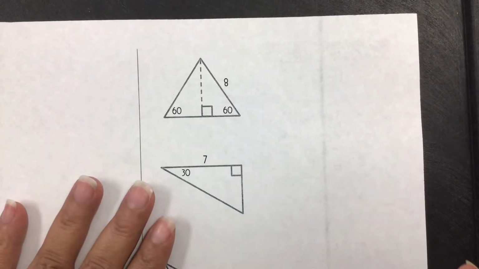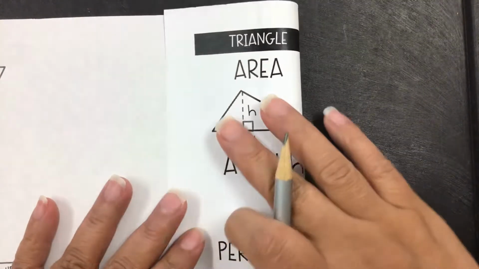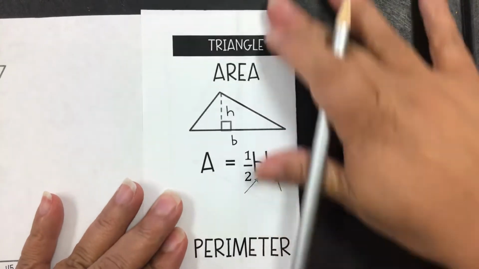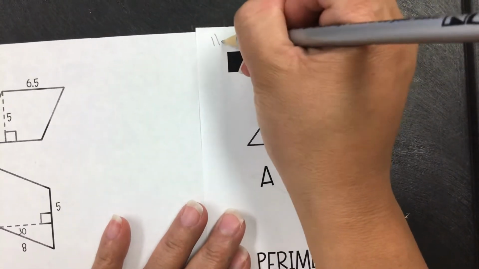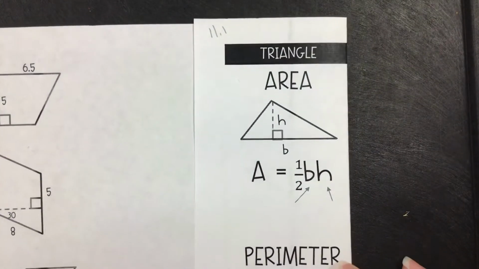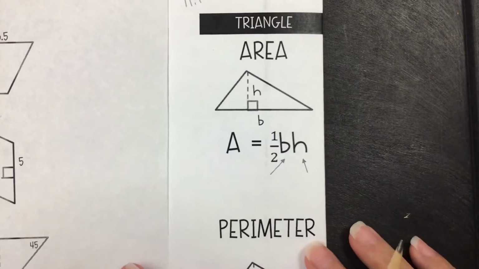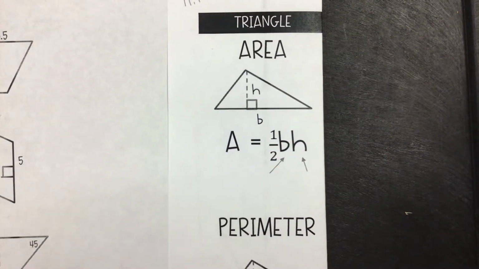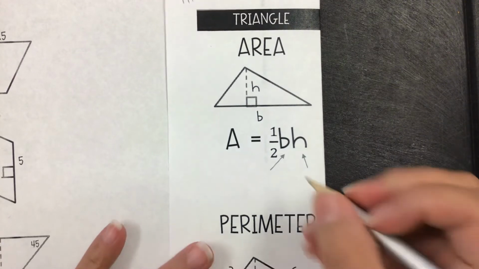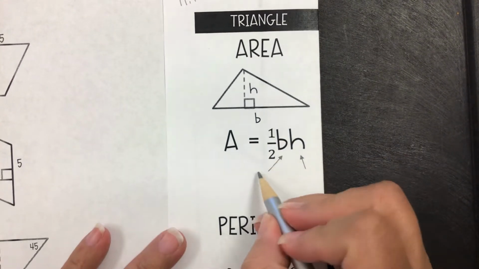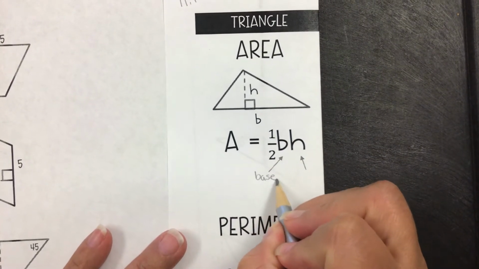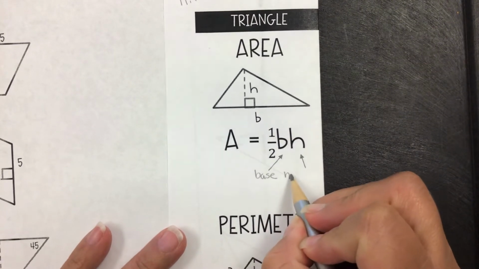This is the foldable for section 11.1. And for 11.1, what we're doing is finding the area and the perimeter of a triangle and a parallelogram, which is from a long time ago. We should know that the area of a triangle is base times height divided by 2.